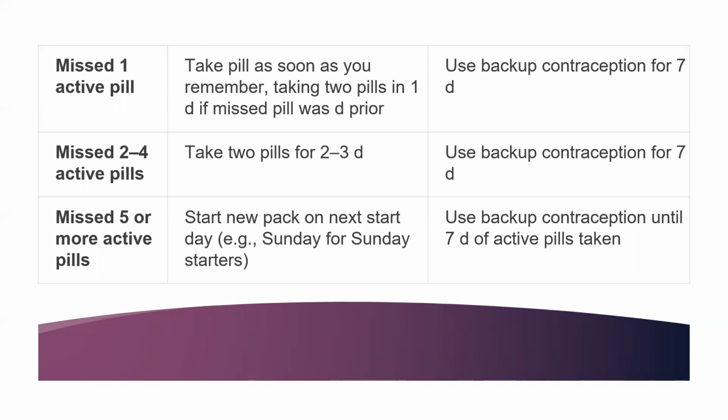If I missed 5 or more active pills, we should probably come up with a new method, but we're going to start a new pack on the next start day, which would be that Sunday for Sunday starters, and use backup contraception until 7 days of retaking the active pill.